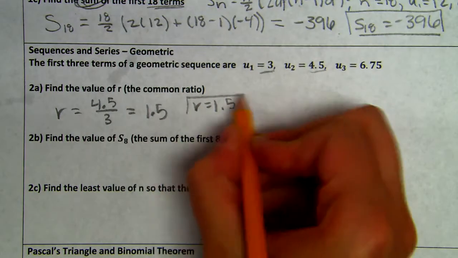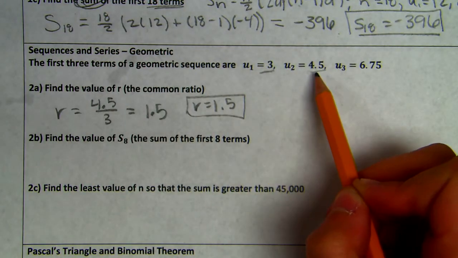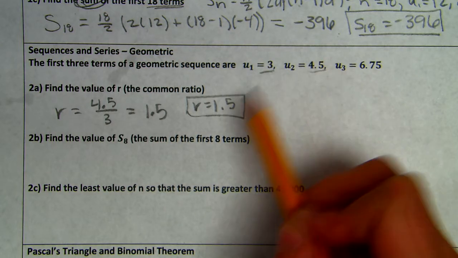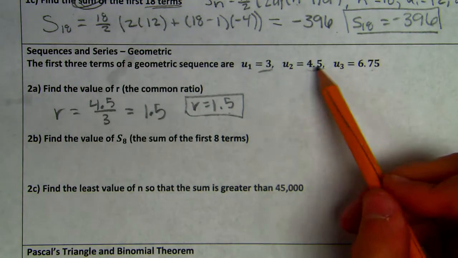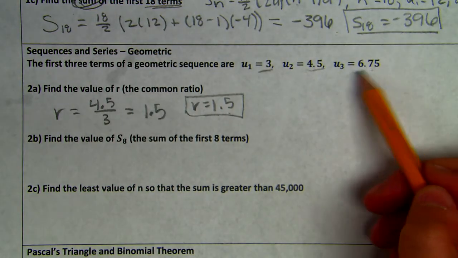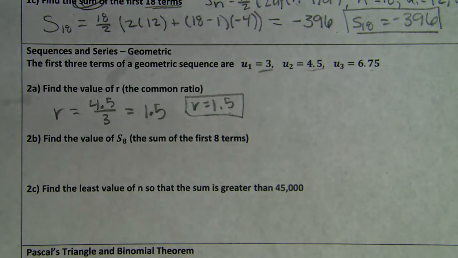Let's double check to make sure that works. If we want to make sure it works, we can check to see if we multiply any term by our common ratio, we get that next sequential term. So if I took 4.5 times 1.5, that would give me 6.75. I will double check that really quickly on my calculator. 1.5 times 4.5 does give me 6.75. So I'm feeling pretty good about that too.